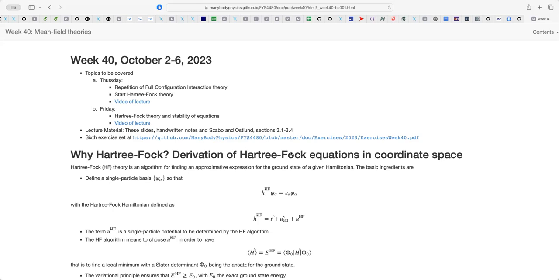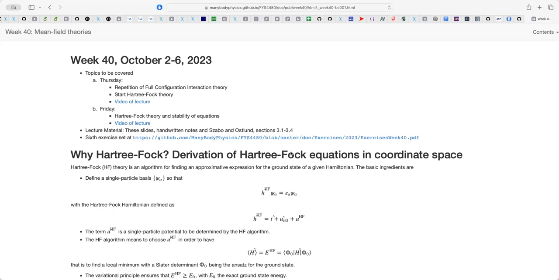Hartree-Fock theory is a subset of the mean field theories. And some of you will be working with density functional theory, or DFT, which is one of these mean field theories. So we are going to discuss the basis for Hartree-Fock theory, or mean field theories. And then DFT is just one of the many variants when it comes to the practical implementations of it.